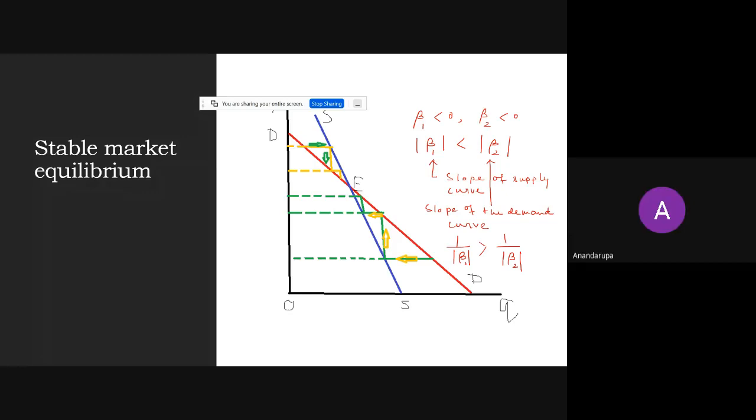Yes, and while you are drawing, please understand all these issues. You started with mod beta 1 less than mod beta 2. However, you are drawing a steeper supply curve and flatter demand curve because you have to consider 1 upon mod beta 1 and 1 upon mod beta 2 while you are drawing the diagram.